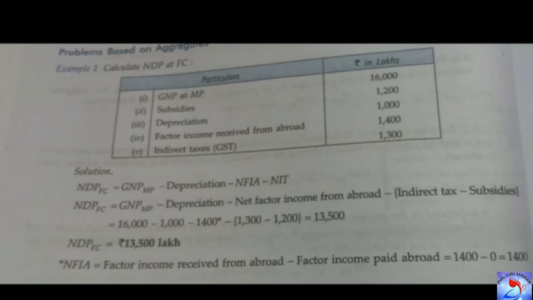It is the net domestic product at factor cost. Like this, we can apply all the formulas to calculate national income aggregates.